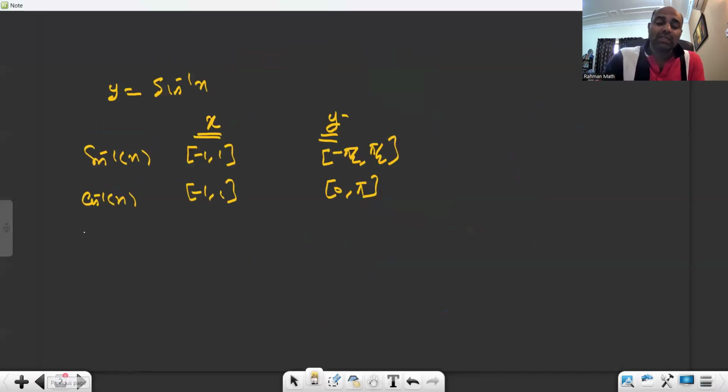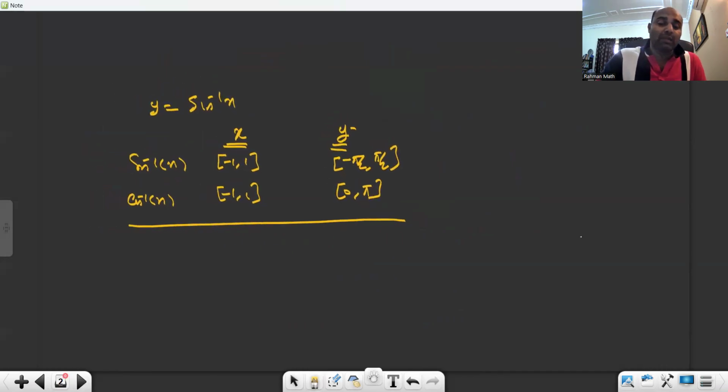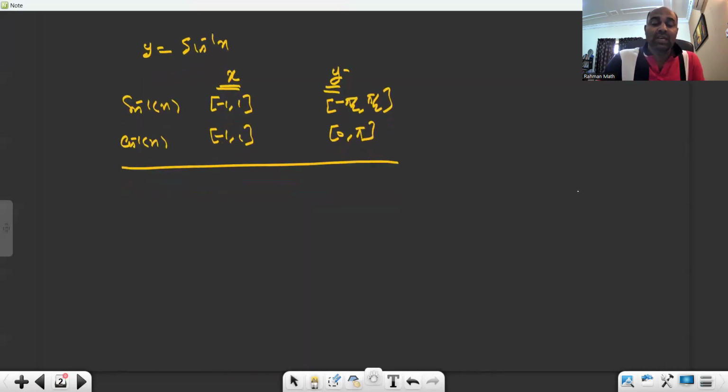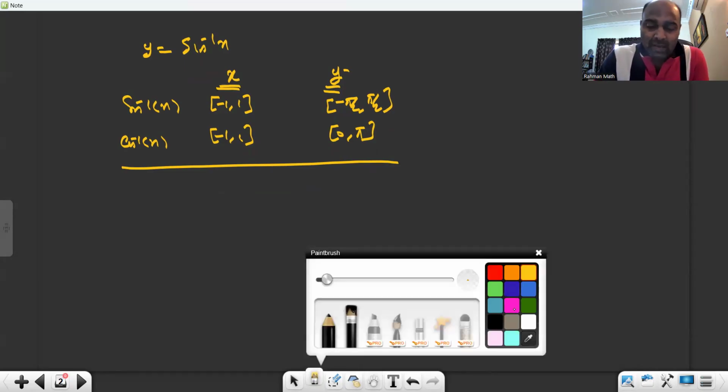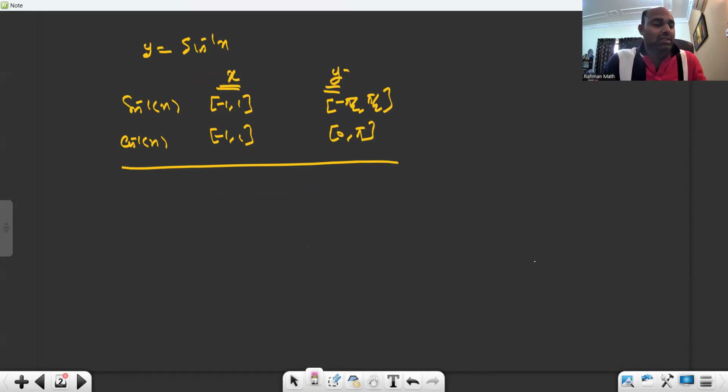So this one mainly they are asking the question domain. Domain means where the x value lies. Range means where the y value lies. I mean sin inverse x, y means sin inverse x. Where x lies, that's the domain. Where sin inverse x lies, that is what we are calling range. Okay, let's start. 90% of questions related to this only are asked.